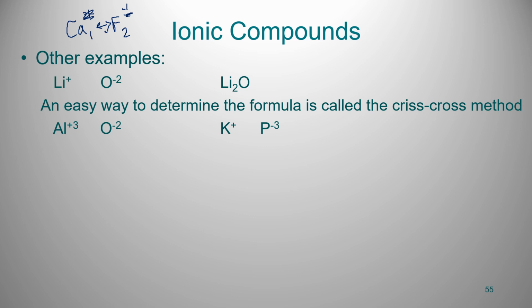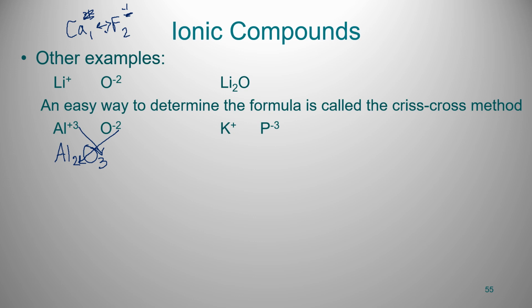So let's crisscross these. If we have O is a -2 and aluminum's a +3, what's the least common multiple? 6. So how do we get a +6? We need 2 of those. How do we get a -6? We need 3 of those. So we've crisscrossed those numbers. It doesn't always work.